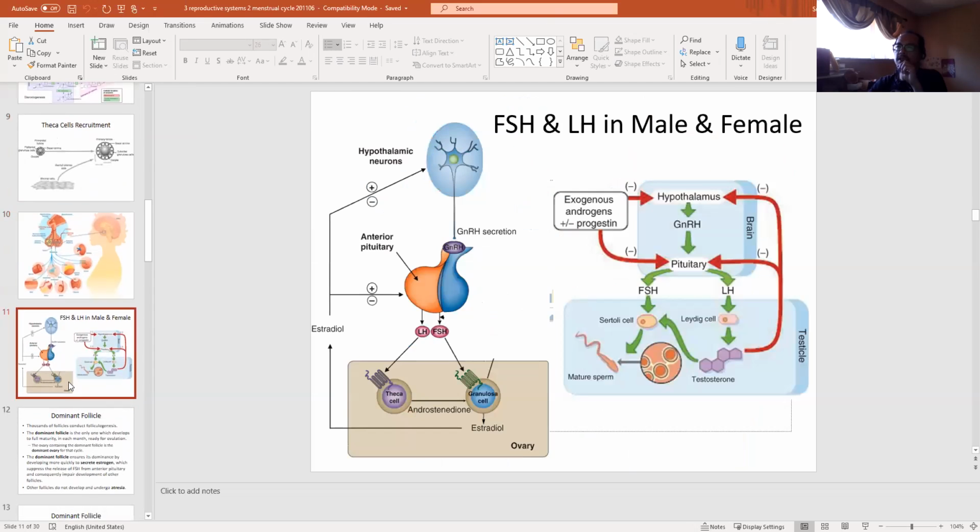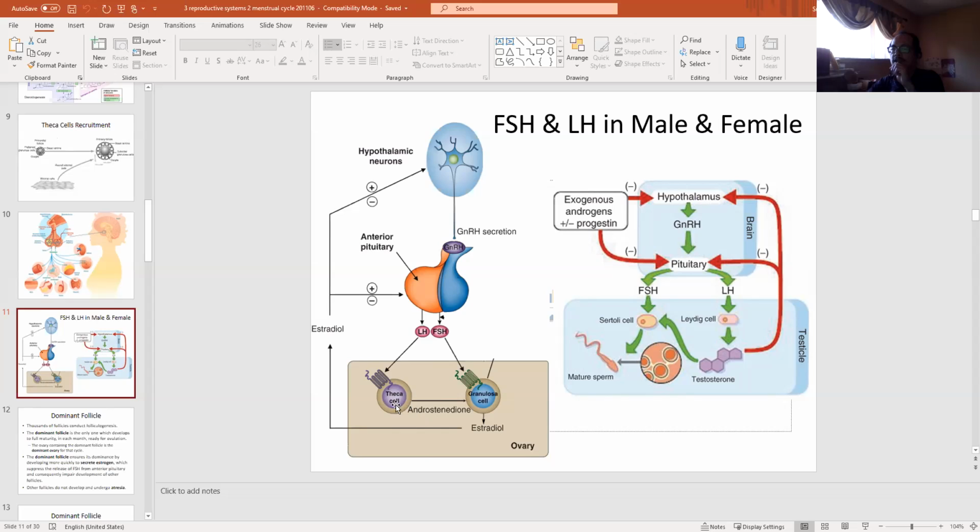And now, having this in mind, we can do a quick comparison, a quick reminder of what's in the male and what's in the female. So this is the female that we just talked about. Hypothalamus stimulates the gonadotropin releasing hormone, GnRH, which acts on the pituitary gland. The pituitary gland has the anterior pituitary and the posterior pituitary. The anterior releases the luteinizing hormone and the follicle stimulating hormone. The luteinizing hormone acts on the theca.